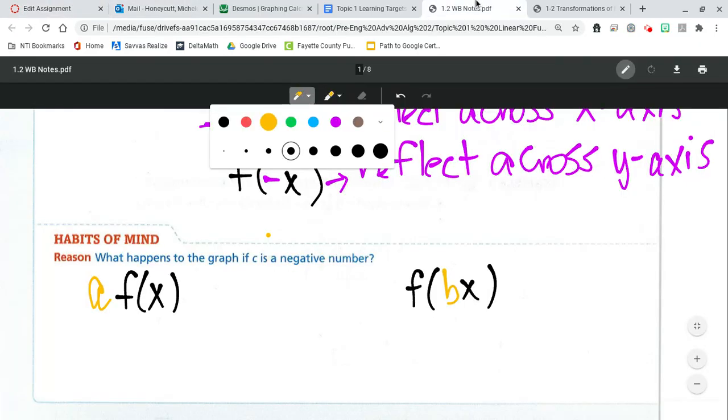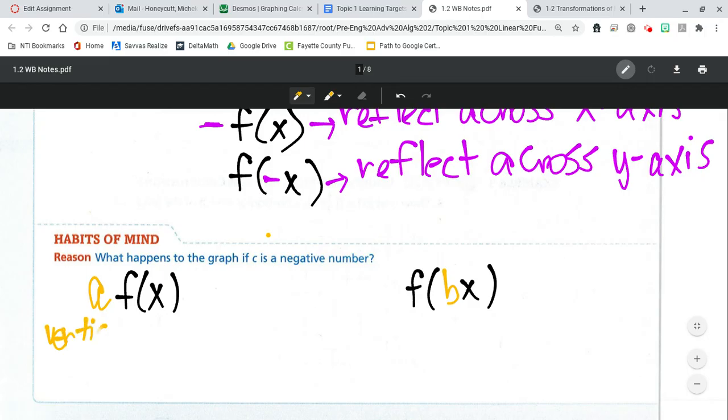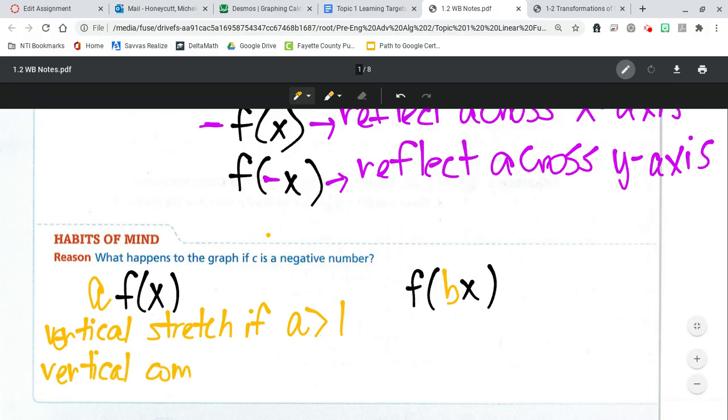Get back to the notes. Okay, so it will be a vertical stretch if that a value is greater than 1. If it's not greater than 1, we'll call it a vertical compression. And I still need it to be positive because I want to keep it from doing that reflection across the x-axis. It will be a vertical compression if that a value is between 0 and 1.